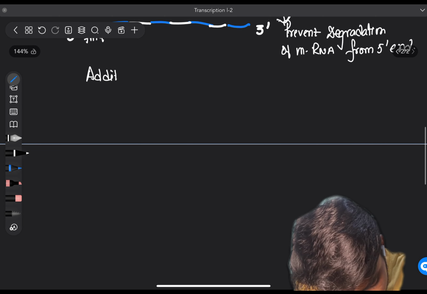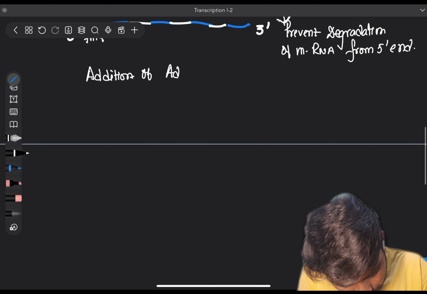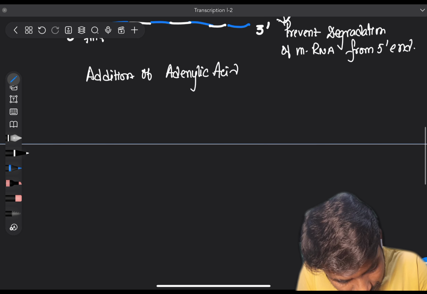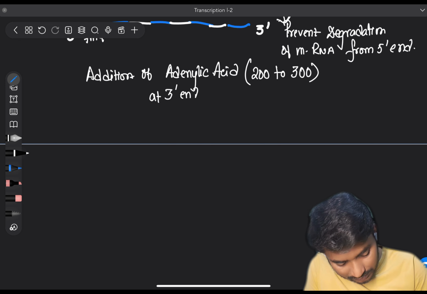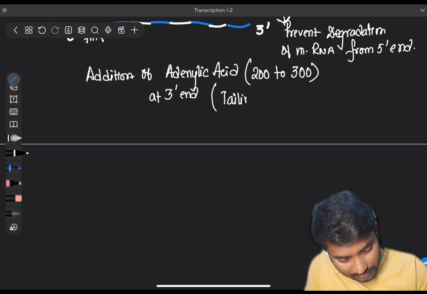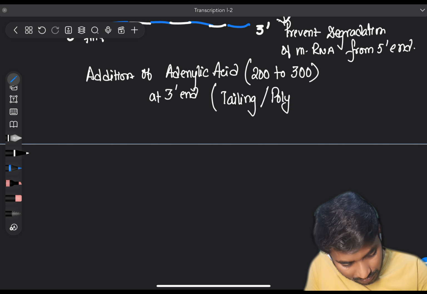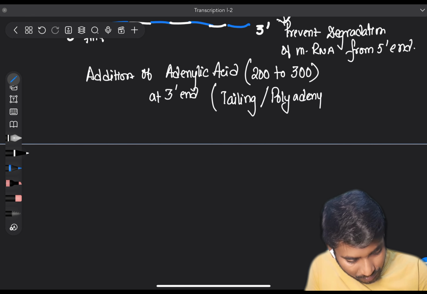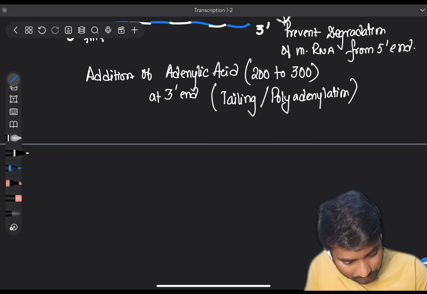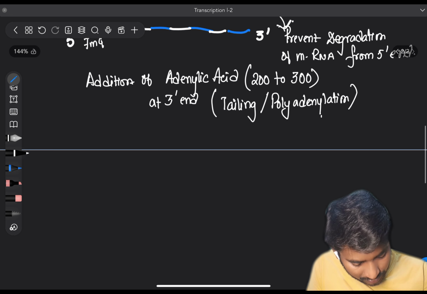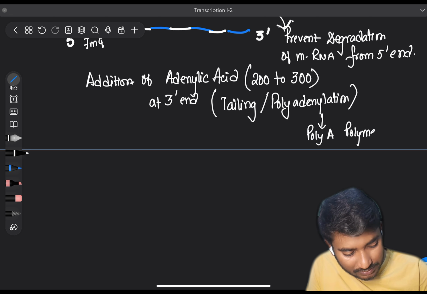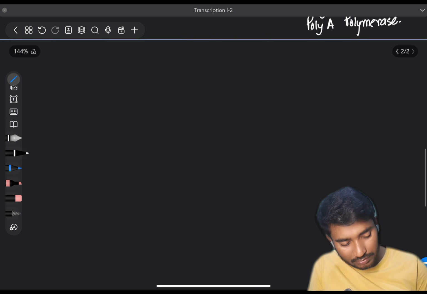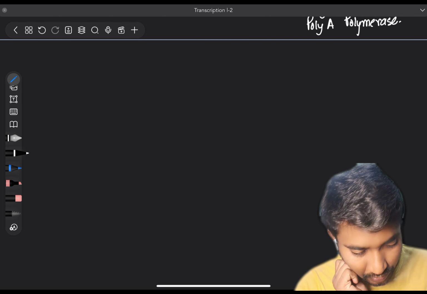Okay. Now the addition of adenylate, 200 to 300 adenylate residues at the 3' end, is the tailing, or polyadenylation. It is done by poly A polymerase.